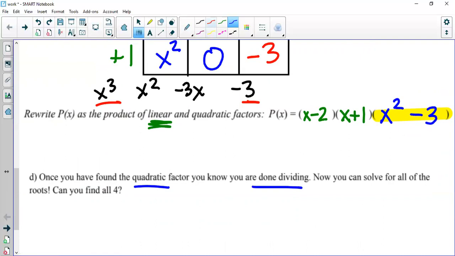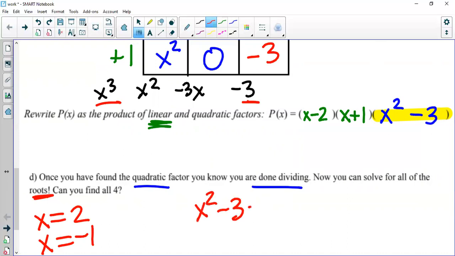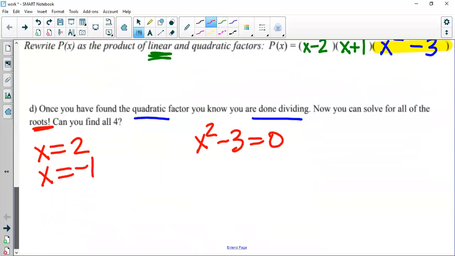Now solving for all the roots, right? We already found 2 of them. We already knew from our linear factors that we had an x equals a positive 2 and an x equals negative 1. But now we need to solve for this guy. So essentially we're just doing zero product property here. If I said this whole equation equal to 0, that means I'm setting each part equal to 0, right? So x minus 2 equals 0 means x has to equal 2. X plus 1 equals 0 means x has to equal negative 1. And so we'll do x squared minus 3 has to equal 0. And now we'll just solve.